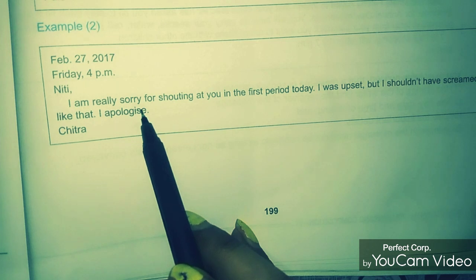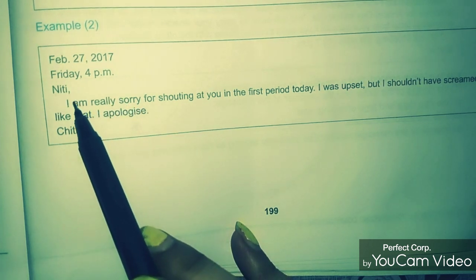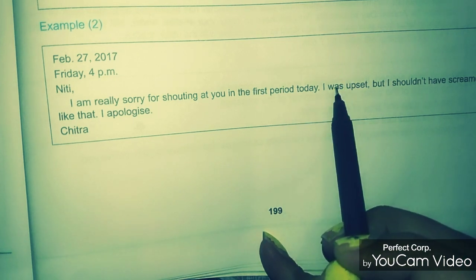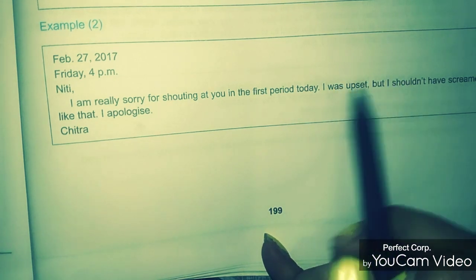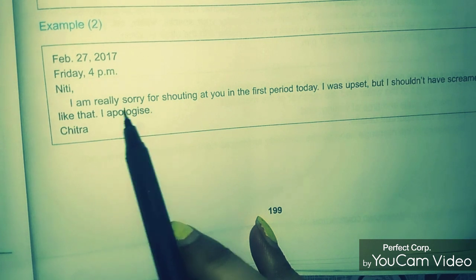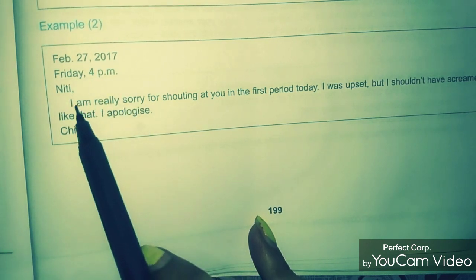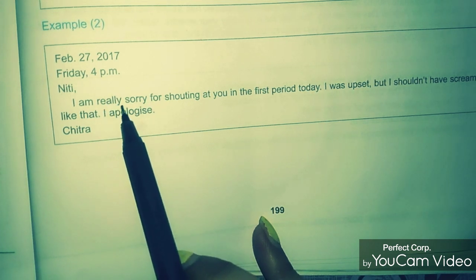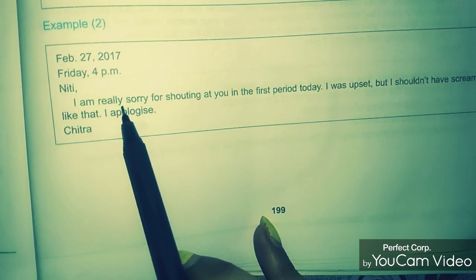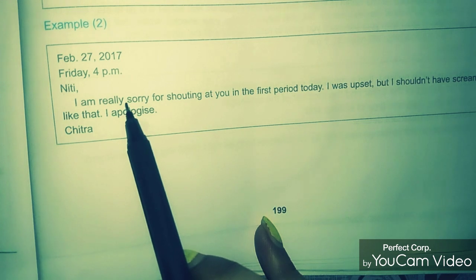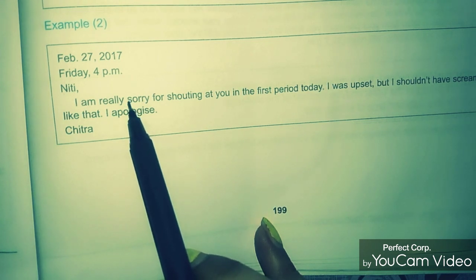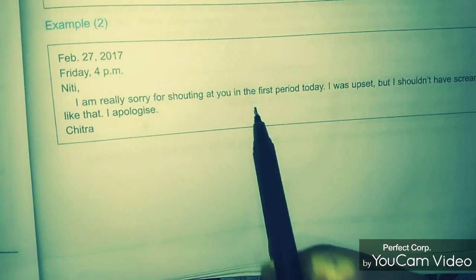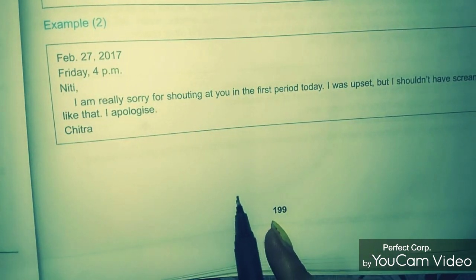Only the important details, like sorry for shouting at you in the first period. I was upset but shouldn't have screamed, and I apologize. That means sorry. So only the important detail, nothing irrelevant, nothing which is not related to the message. It's a sorry message. So generally saying sorry. Let's take one example and we will write the message for that.